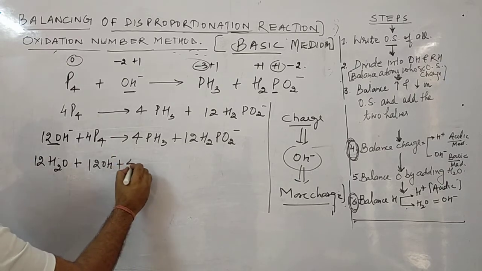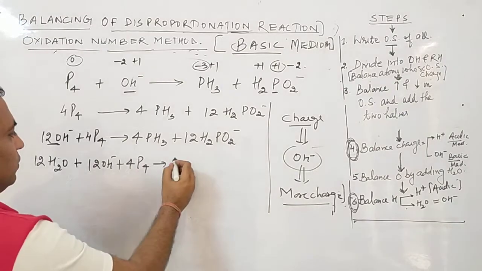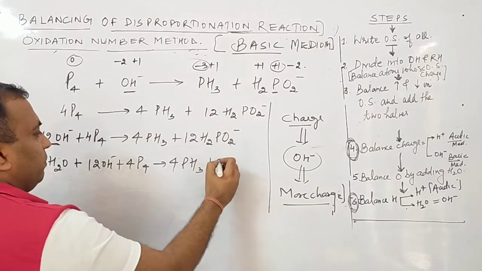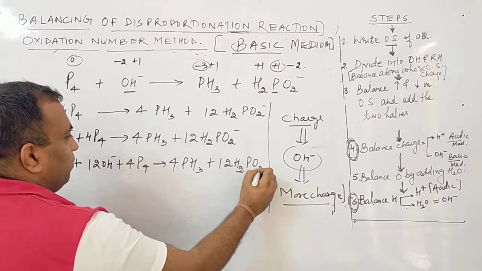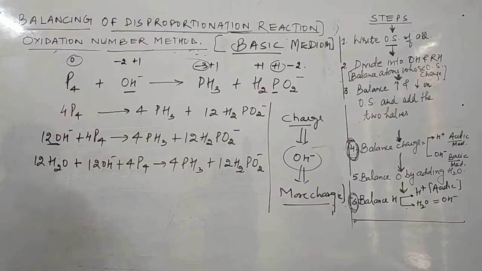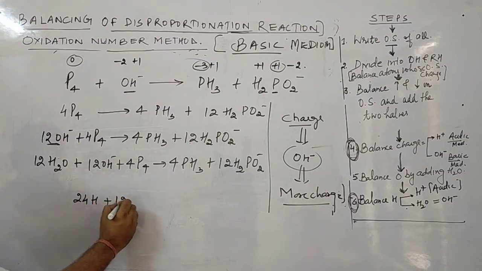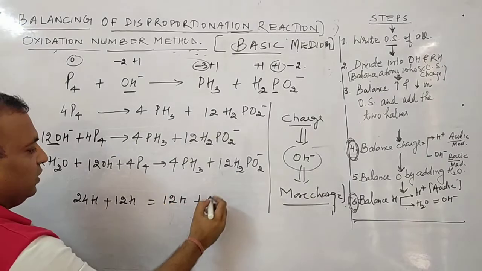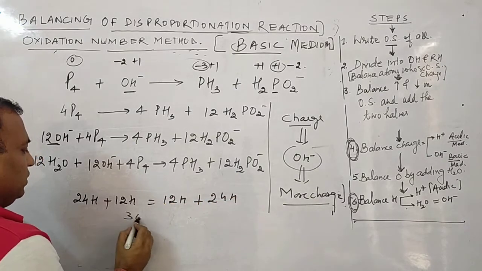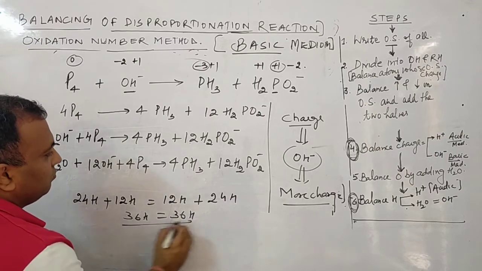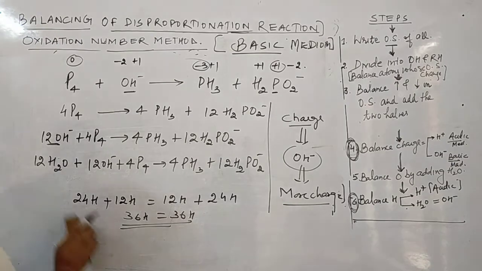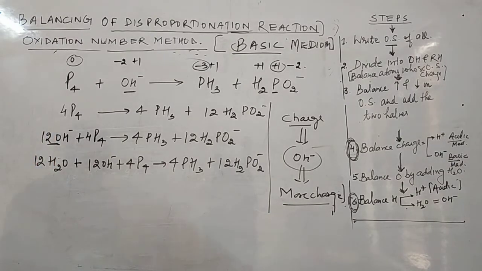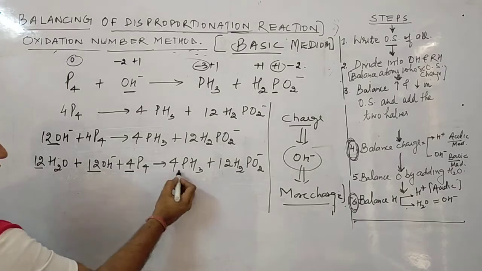plus 12 OH negative plus 4P4 giving you 4PH3 plus 12H2PO2 negative. Now hydrogen, just see, 12 to the 24 hydrogen plus 12 hydrogen. On this side 4 3s are 12 hydrogen plus 12 to the 24 hydrogen means 36 hydrogen equal to 36. Already equalized.